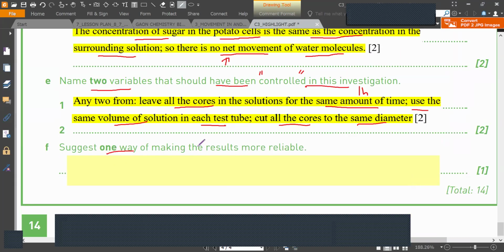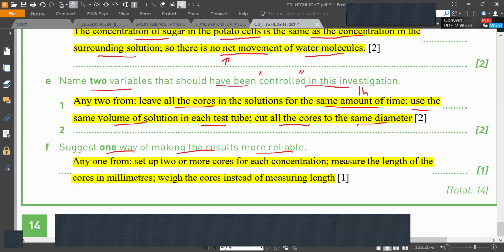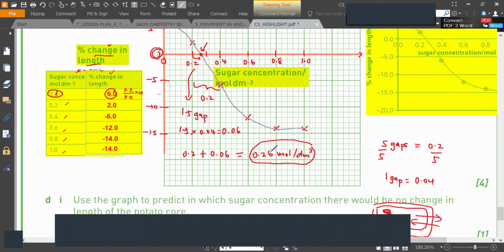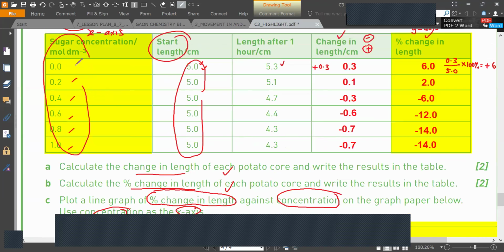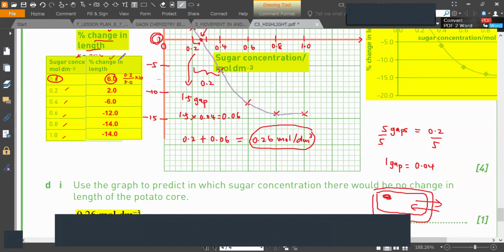Okay, suggest one way of making the result more reliable. The question is asking us how to improve the experiment. If possible, we always try to improve the experiment. What can we do? Set up 2 or more cores for each concentration. You see, for this one concentration, we only do the experiment once. So if we do it 2 or 3 times, we will get a more accurate result.